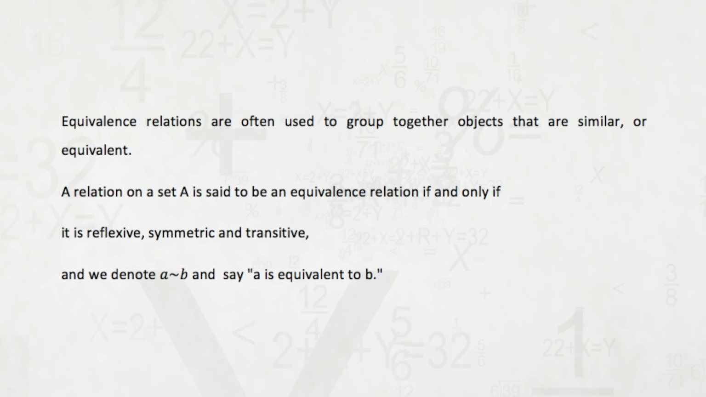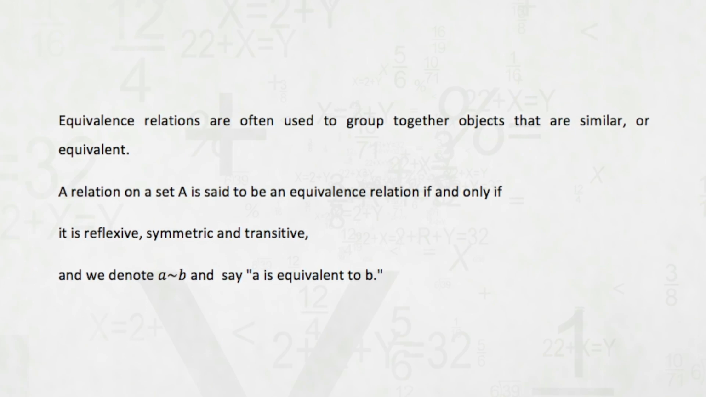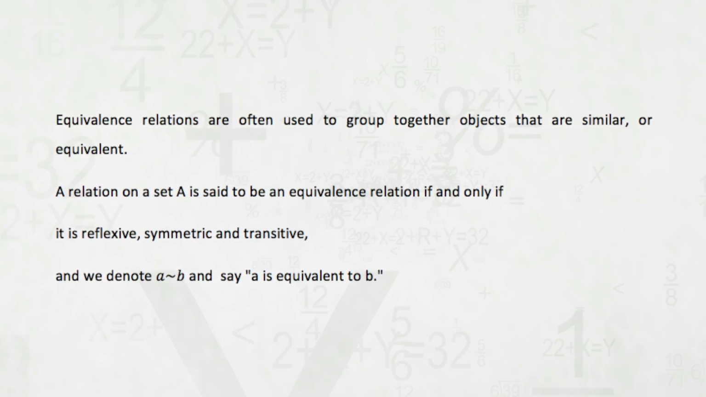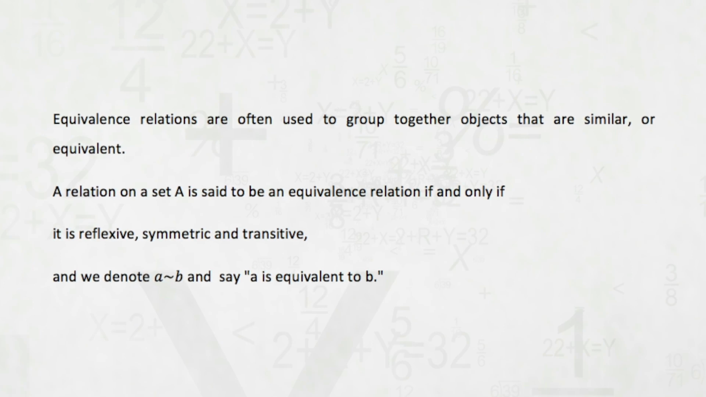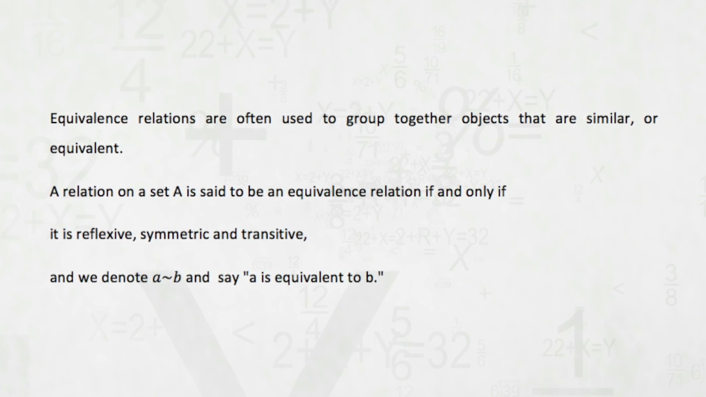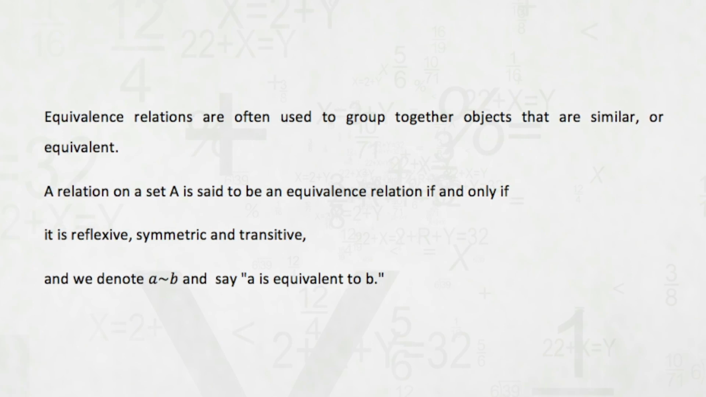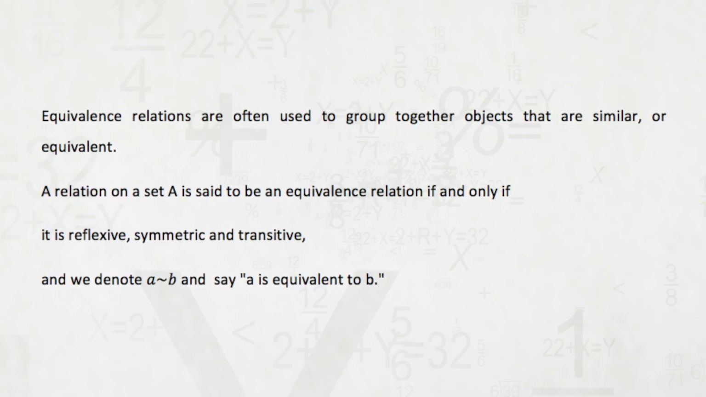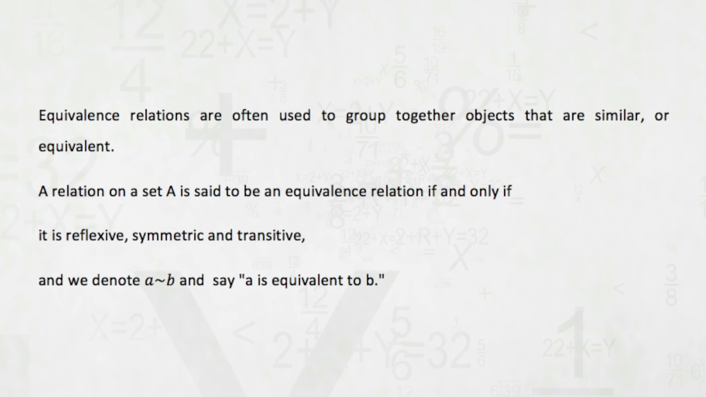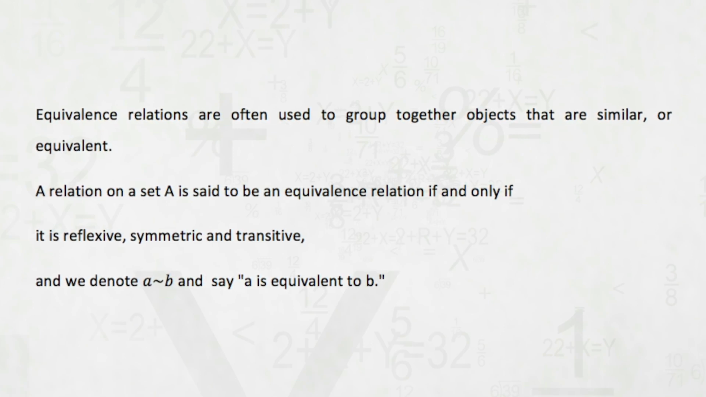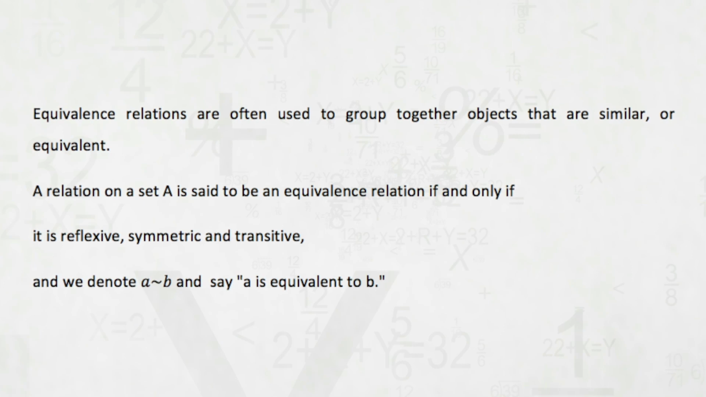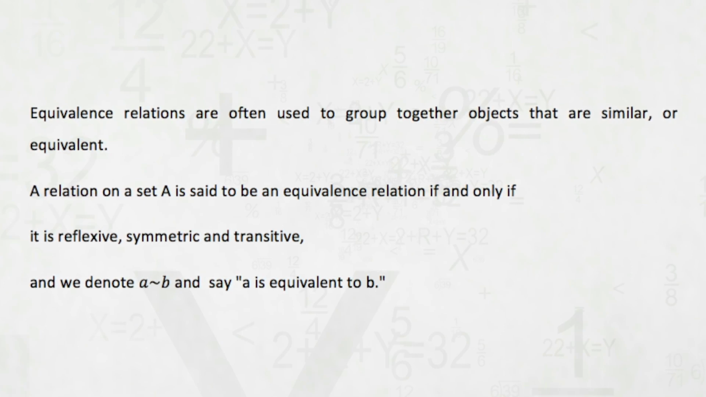Equivalence relations are often used to group together objects that are similar or equivalent. A relation on a set A is said to be an equivalence relation if and only if it is reflexive, symmetric and transitive, and we denote a tilde b and we say a is equivalent to b.